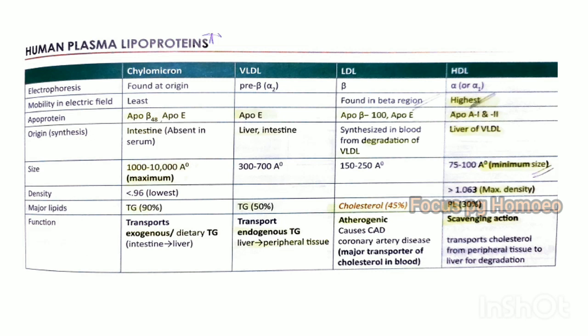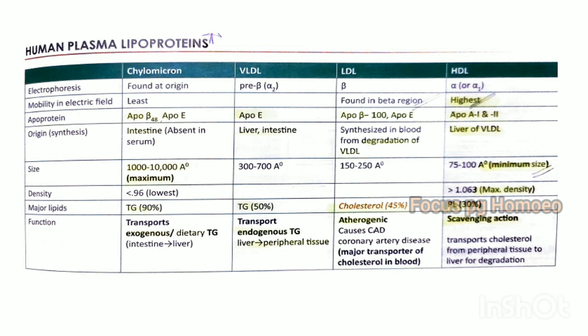Their synthesis: chylomicron takes place in the intestine, VLDL in the liver and intestine, and LDL by degradation of VLDL in the blood. HDL is synthesized in the liver. The size of chylomicron is maximum. The size of HDL is minimum. Density is lowest for chylomicron and maximum for HDL. The major lipids: chylomicrons carry triglycerides, VLDL also carries triglycerides, and LDL carries cholesterol.